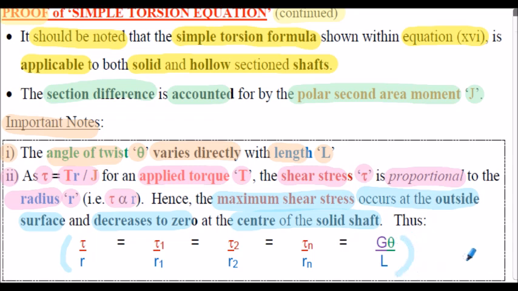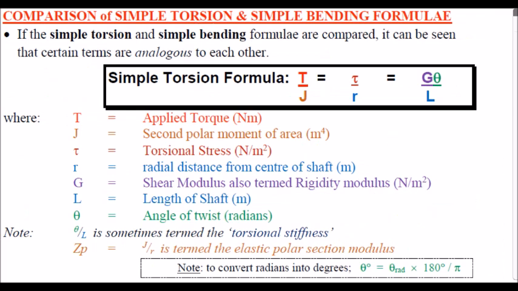Let's now consider a comparison of the simple torsion equation or formula with that of the simple bending formula. Usually when I'm delivering the torsion lecture, I have previously already delivered my simple bending lecture. And I like to draw an analogy between the two formulae that have been derived. So let's consider simple torsion and simple bending formulae. We'll compare them and see that certain terms are analogous to each other.